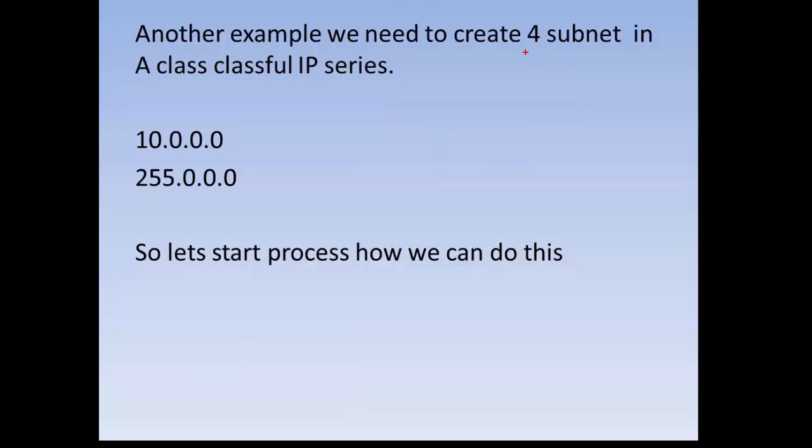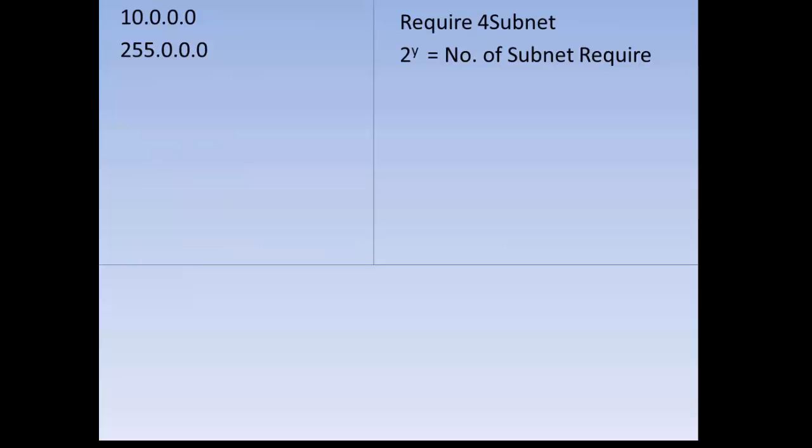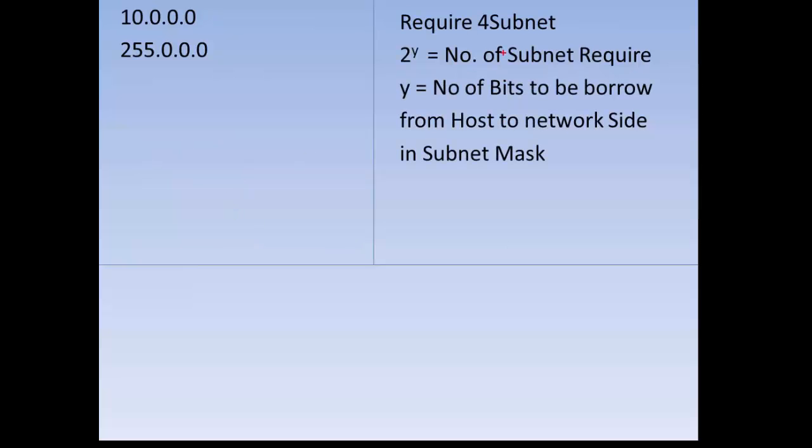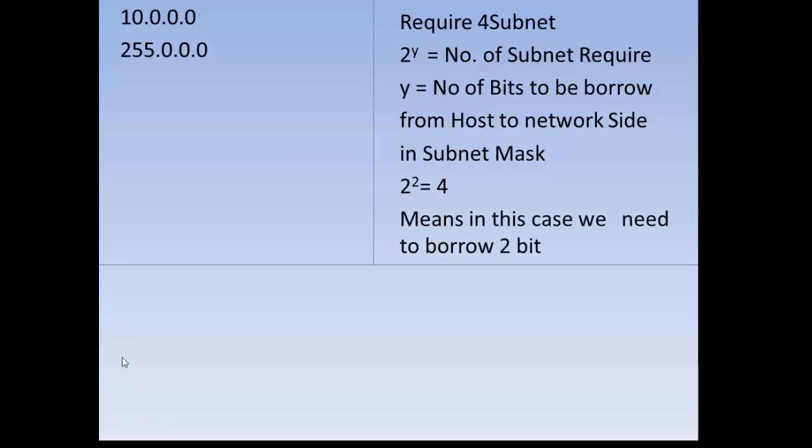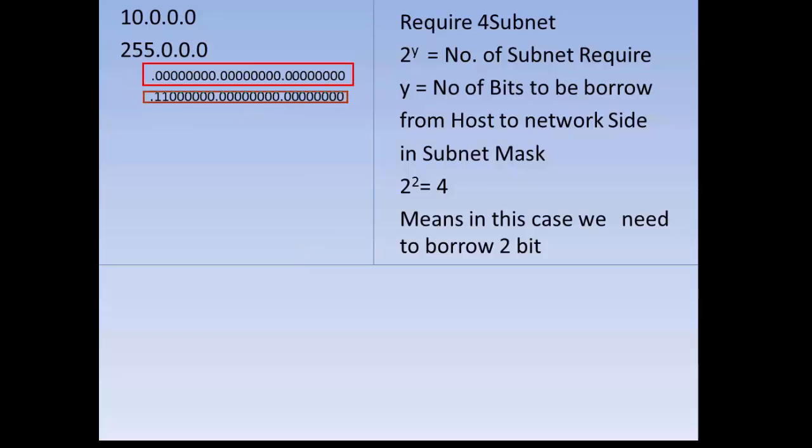Second example, I am going to take the A class. In the A class I have to divide into 4 subnets. Same IP series 10. So we require 4 subnets. Same formula: the requirement is 2 raised to power 2, which is 4, meaning we need to borrow 2 bits. The default subnet mask is this one. When we borrow 2 bits from the host to the network side, this will be our new subnet mask.